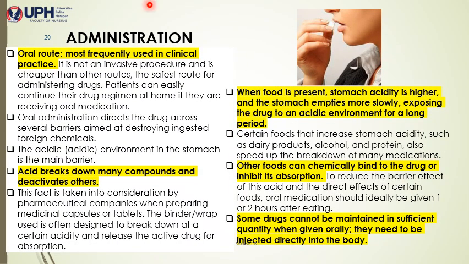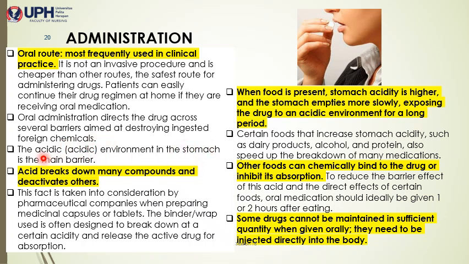Next one is administration. In the clinical setting, the most frequently used administration site is the oral route. This is not an invasive procedure, it's cheaper than other routes, and it's also the safest one when the patient is administering drugs by themselves at home, for example. Oral administration goes directly to the intestinal system, and the drugs will go across several barriers that aim at destroying ingested foreign chemicals.